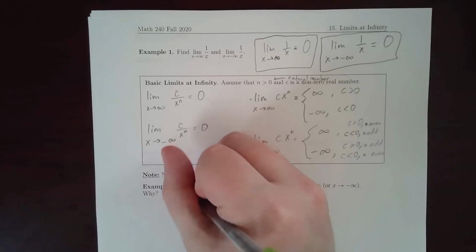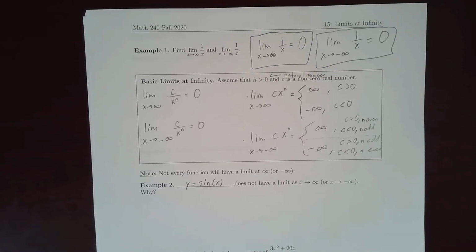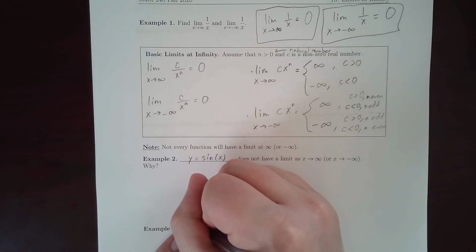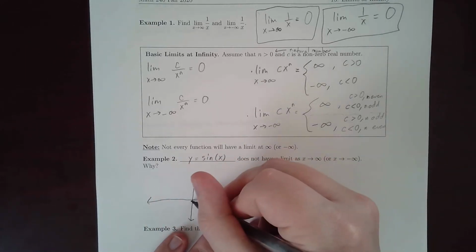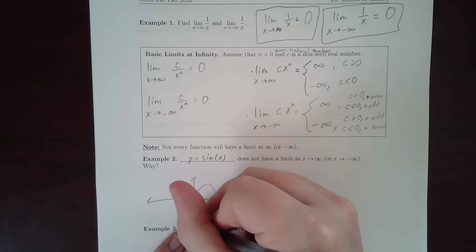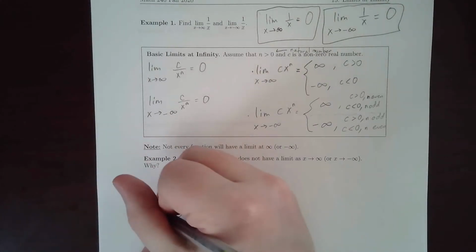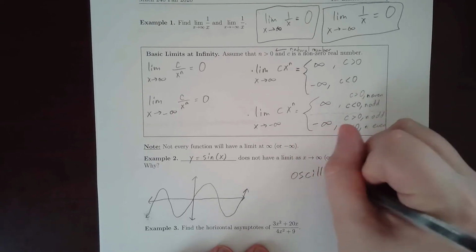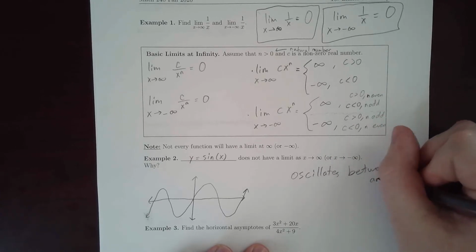For example, the function y equals the sine of x does not have a limit as x approaches infinity or negative infinity. And the reason for this is if we look at our sine function, sine will always go up and down. So we've got kind of a curve that looks like this, and it keeps repeating on either side. Technically, I should start curving that at this point. And so here it's just going to keep oscillating between -1 and 1.